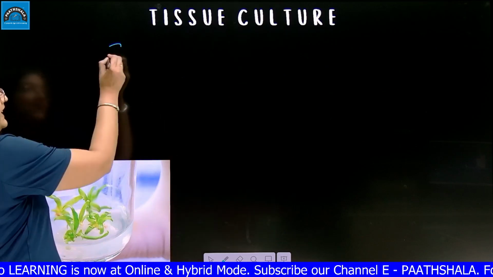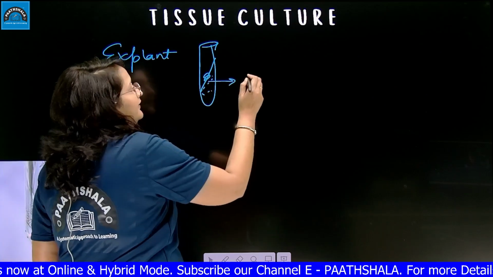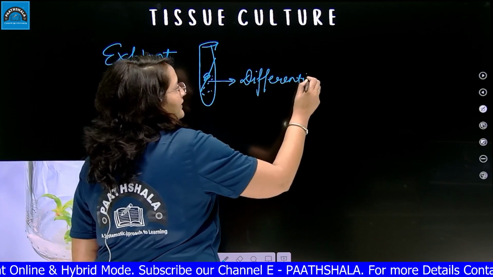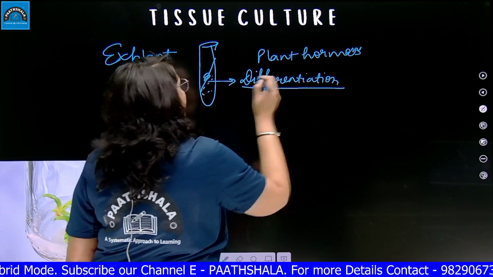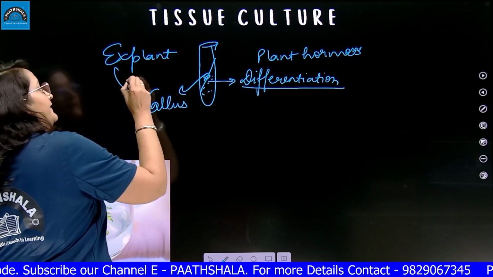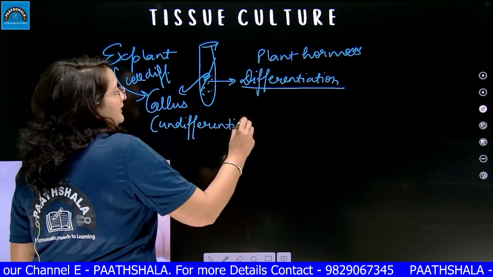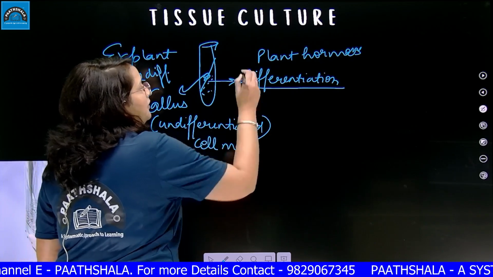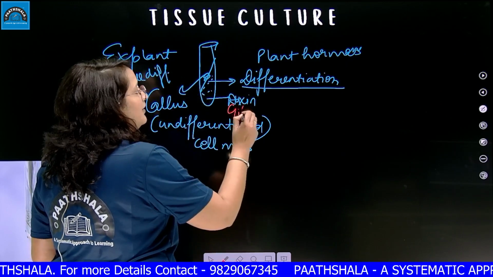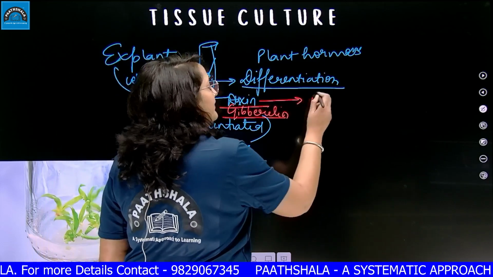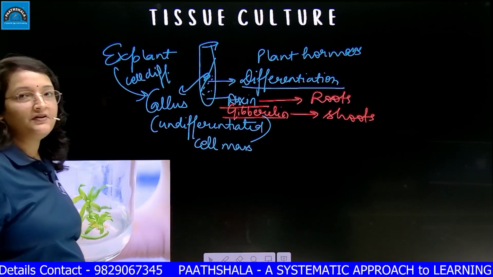After some time, what will happen? This explant, which is transferred onto this culture medium, will undergo differentiation with the help of plant hormones. First of all, it will grow, it will form callus by cell division, an undifferentiated cell mass. Now when we provide it plant hormones like auxin, and we will give it gibberellin also, with the help of these hormones, it will start differentiating. Auxin will help in the development of roots. Gibberellin will help in the development of shoots. And you will see this type of structure in the test tube. These are the baby plants which are generated from the explant.